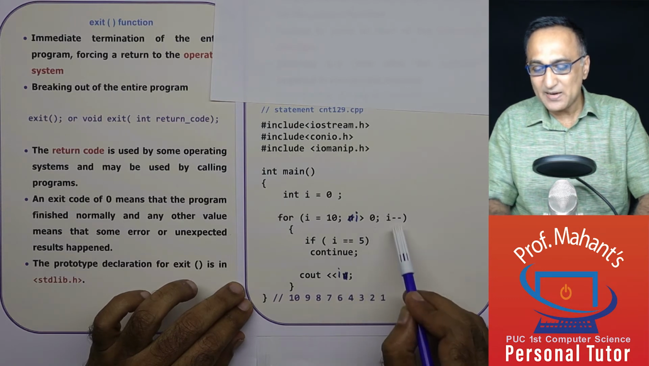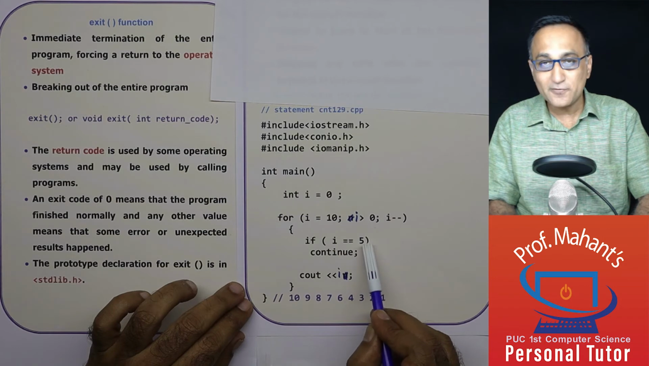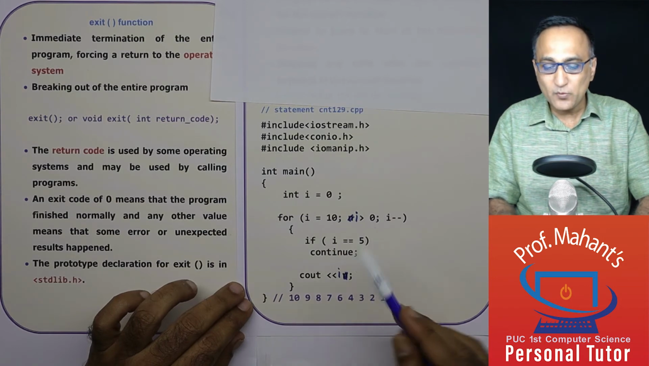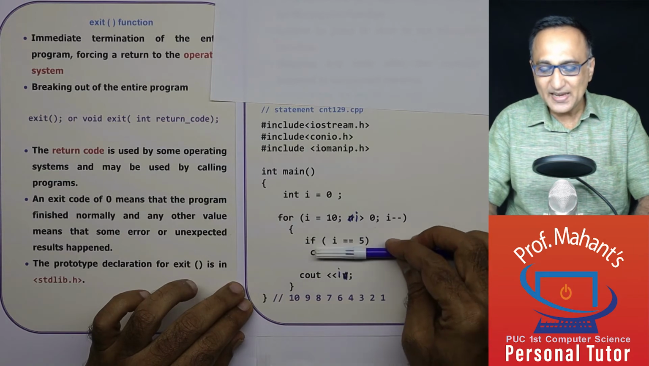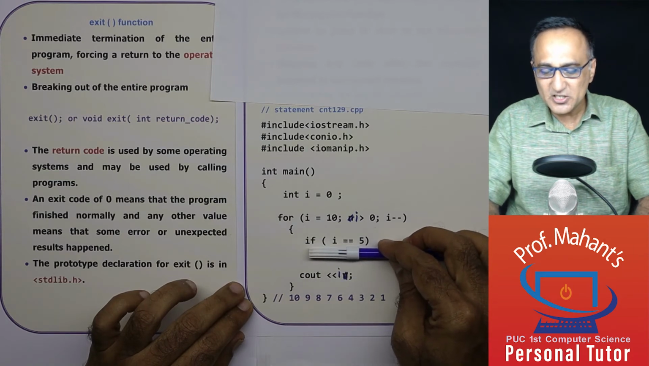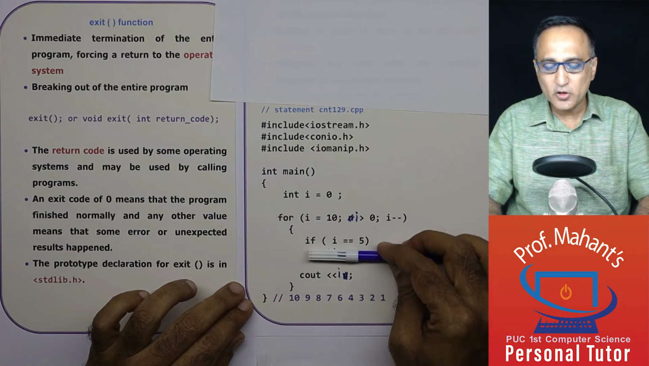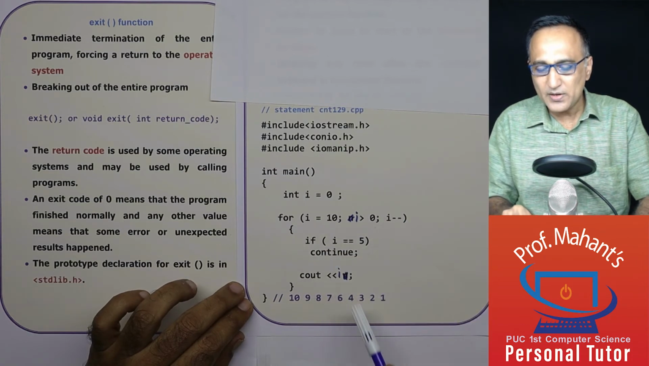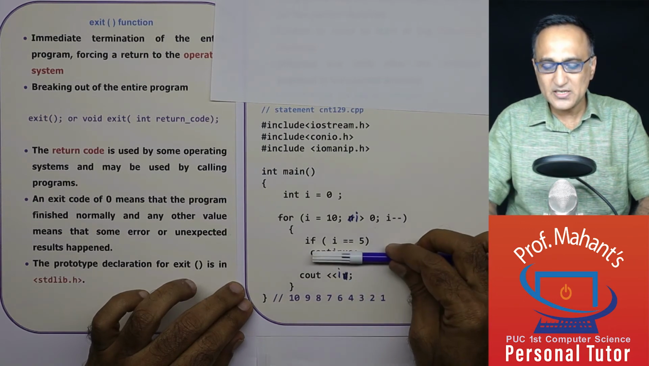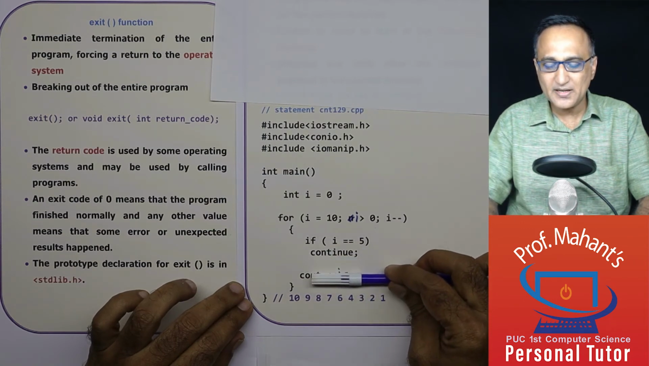Now from 6, i becomes 5. Once i becomes 5, 5 is equal to 5 is true. Then what happens is this continue gets executed. What continue does is any statements or any instructions after continue do not get executed. So the value of i when it is 5 does not get printed here, because any statements after the continue do not get executed.